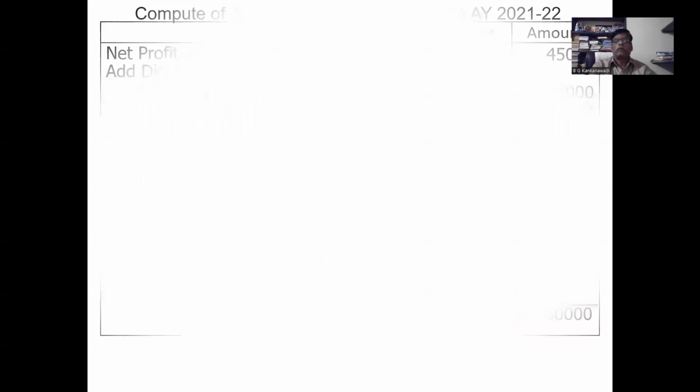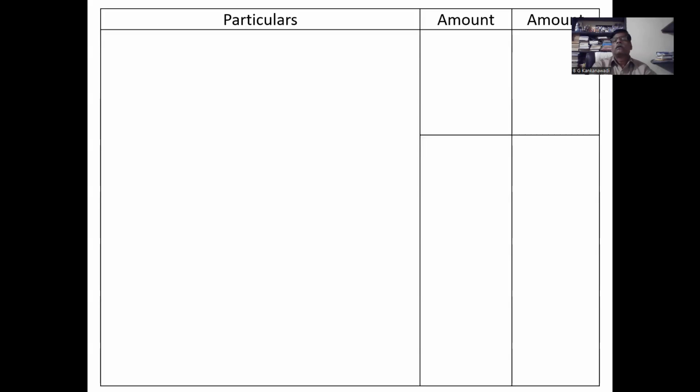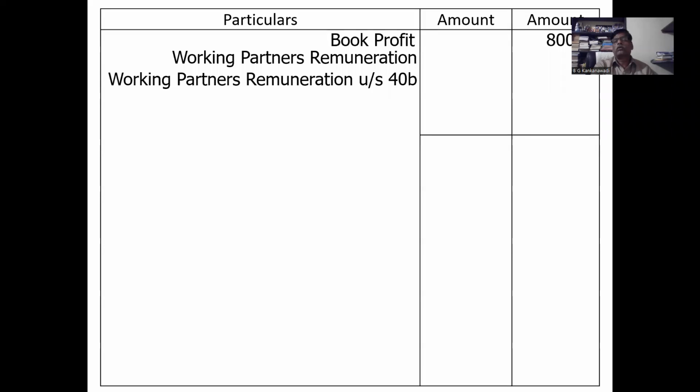Then after the book profit, you take book profit 80,000 less working partner remuneration. Working partner remuneration according to 40B you calculate. In the 40B, 90% of book profit or 1,50,000, whichever is more, first point. So 90% of 80,000 or 1,50,000, whichever is more. That is 1,50,000 is more.